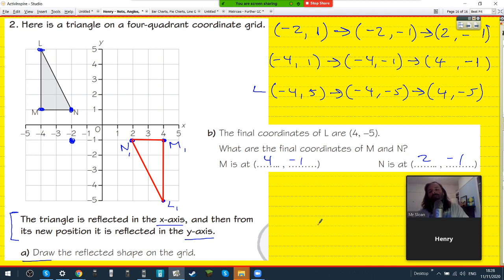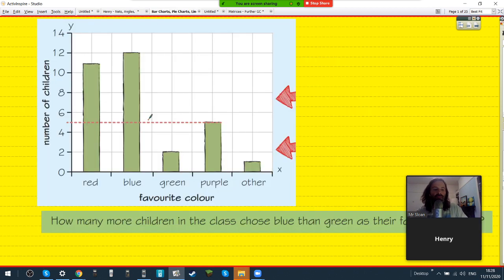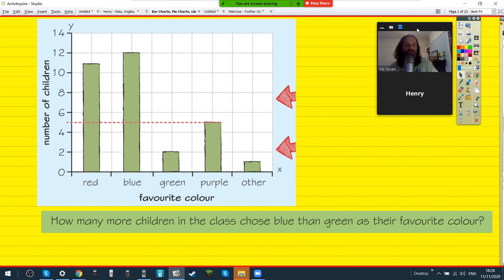Whew, double reflection. Okay. Any questions about that? No. Tricky. And so what do you give yourself for reflections? 3/4. Okay. That's that stuff. Next is statistics. Okay, let's give this a go.